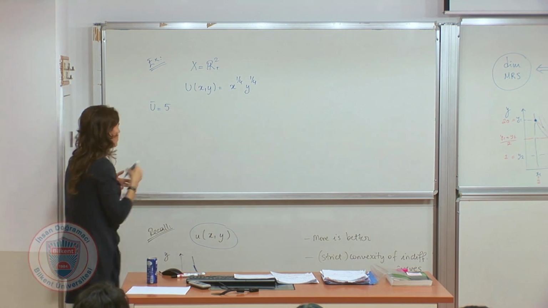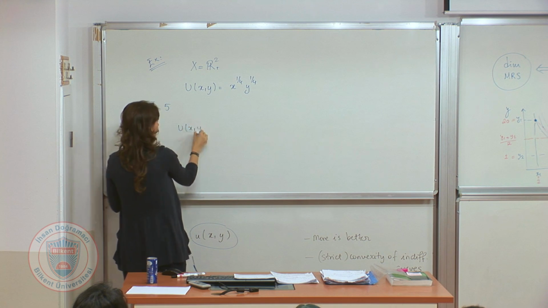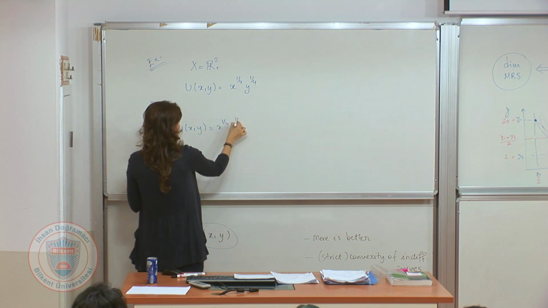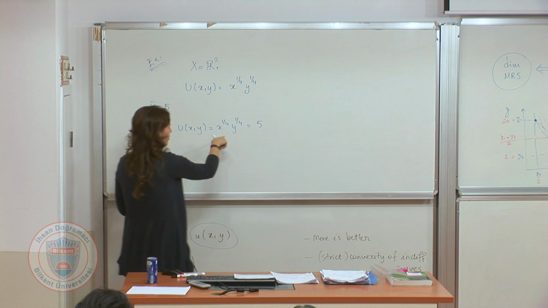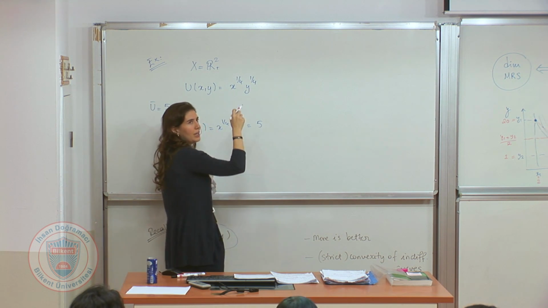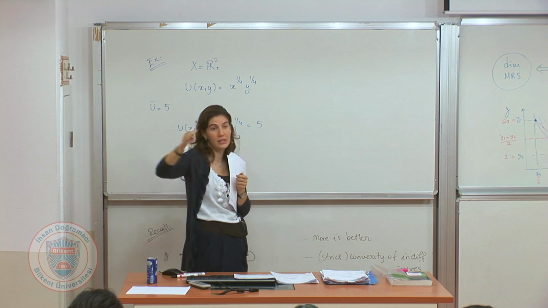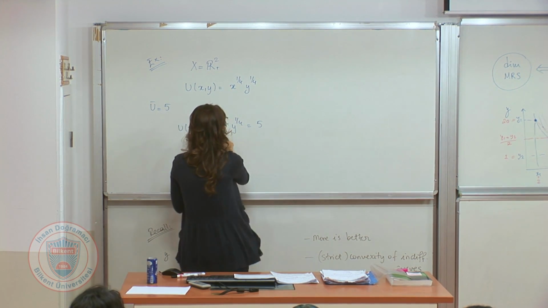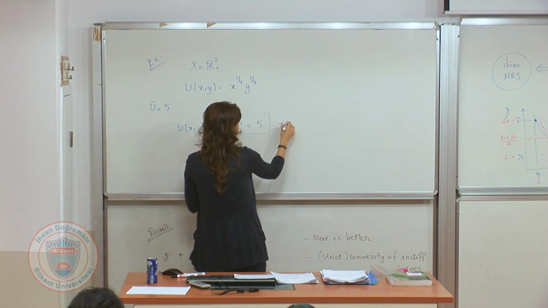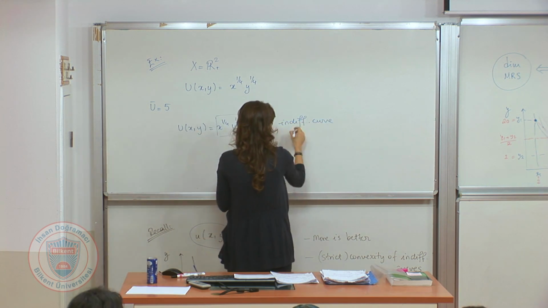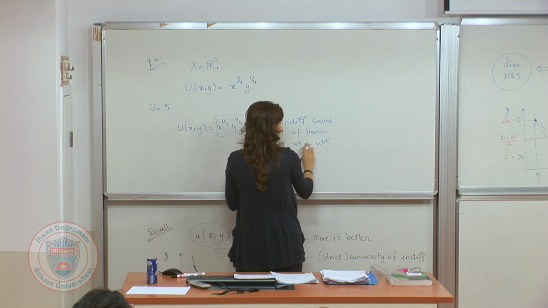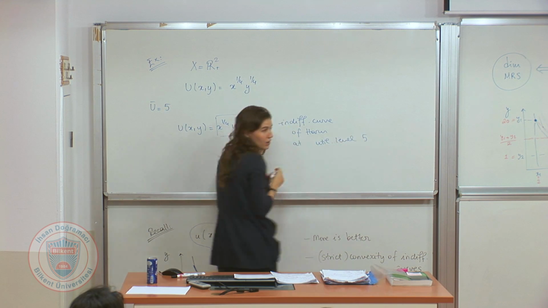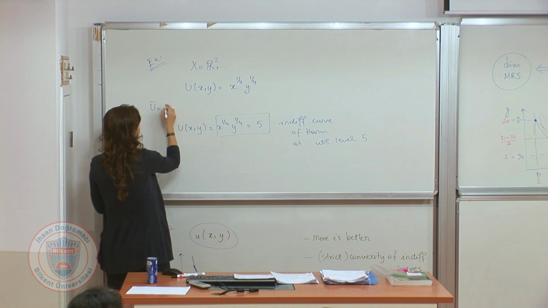You're just going to set this utility function equal to 5, and you would try to draw this. Remember we were drawing the indifference curve. Then you can get y as a function of x, and you would try to draw this. So basically this is the indifference curve of Harun at utility level 5. Or instead of 5, I could have said u0, or u bar.